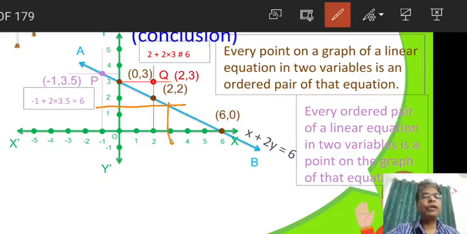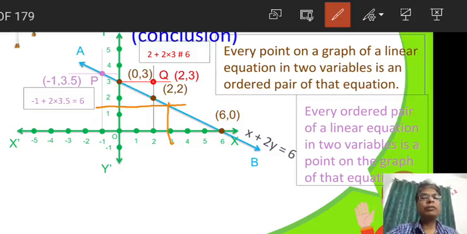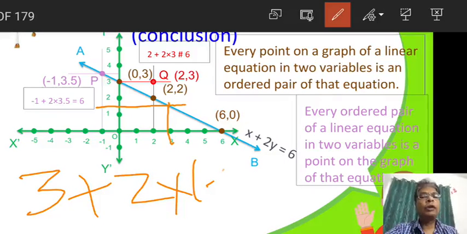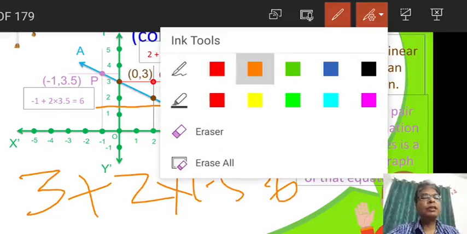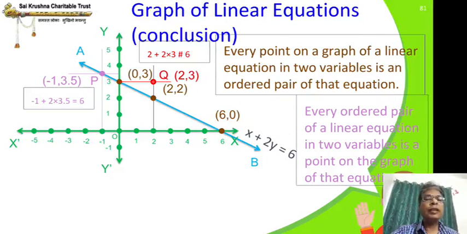So 3 plus 2.5, how much is it? It is not 2.5, probably it may be 1.5. 1.5 into 2 is 3. 3 plus 2 into 1.5 equals 6, correct? It is also matching. So like this there will be a number of solutions. All the points which are lying on the straight line, all the solutions for this equation, will lie on the straight line. That's what these two paragraphs say.